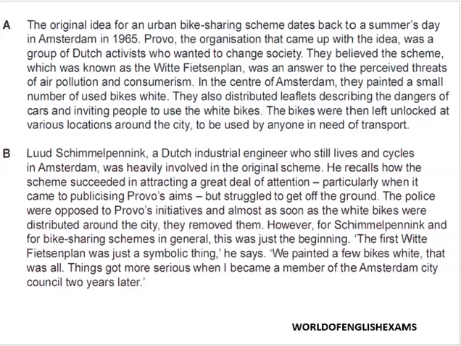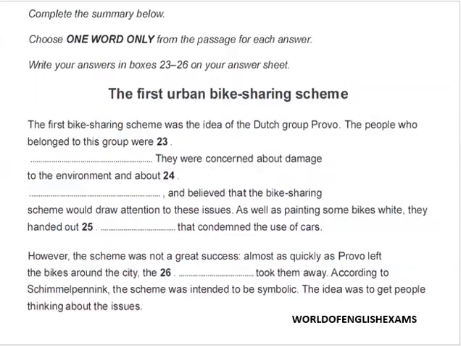Now let's insert the words Dutch activists and see. But the instruction says one word only. So the people who belong to their group were activists. Now let me explain to you why we are not writing the answer as Dutch. Because in the first sentence they already gave us that the idea of a Dutch group Provo. Again, there is no meaning if we repeat that word. Hence the answer should be activists.